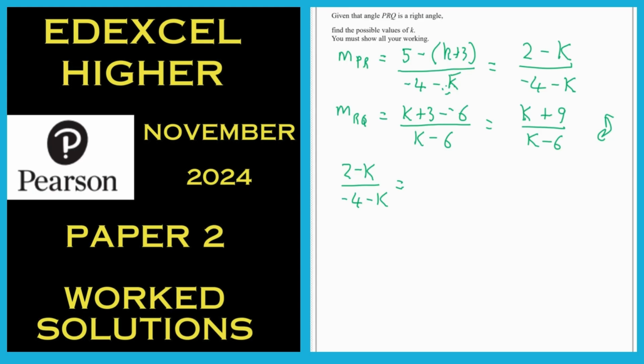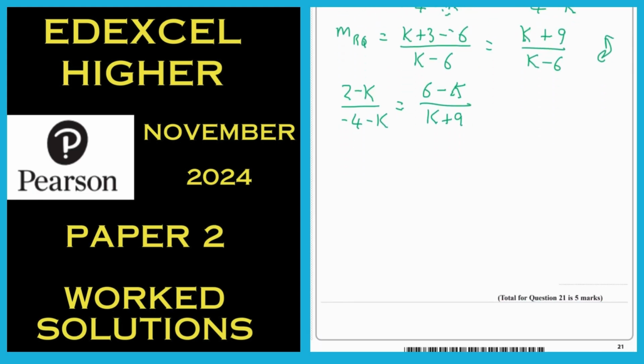Now, when you want to multiply something by -1, you could times the bottom by -1 or the top by -1. Again, doesn't matter, just don't do both. I will times K minus 6 by -1, meaning the negative 6 becomes positive 6, the positive K becomes negative K, and we leave the K plus 9 alone. And now it's just an algebra question.